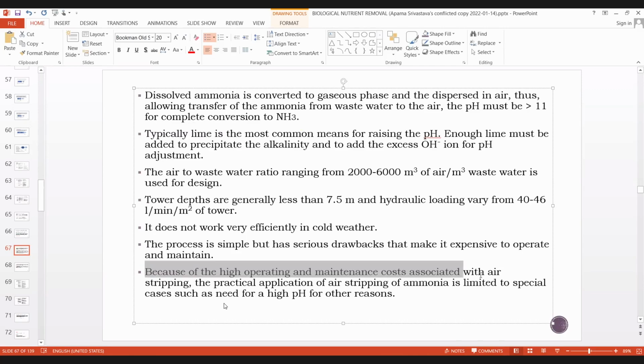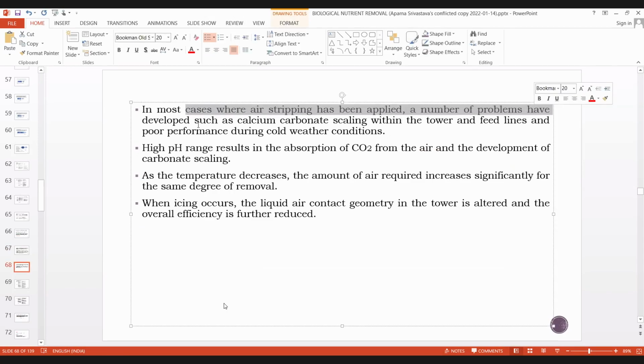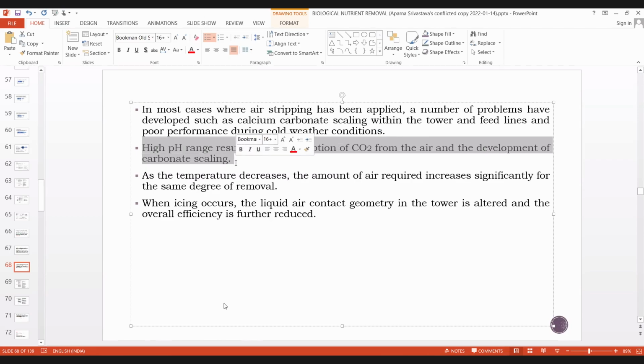Because of the high operating and maintenance costs associated with air stripping, the practical application is still limited. In most cases where air stripping has been applied, a number of problems have developed, such as calcium carbonate scaling within the tower, because the tower has a media, and the calcium carbonate scaling ends up there. Feed lines, poor performance during cold weather. High pH range results in the absorption of CO2 from air. This is very important: higher pH range, and development of the carbonate scaling.